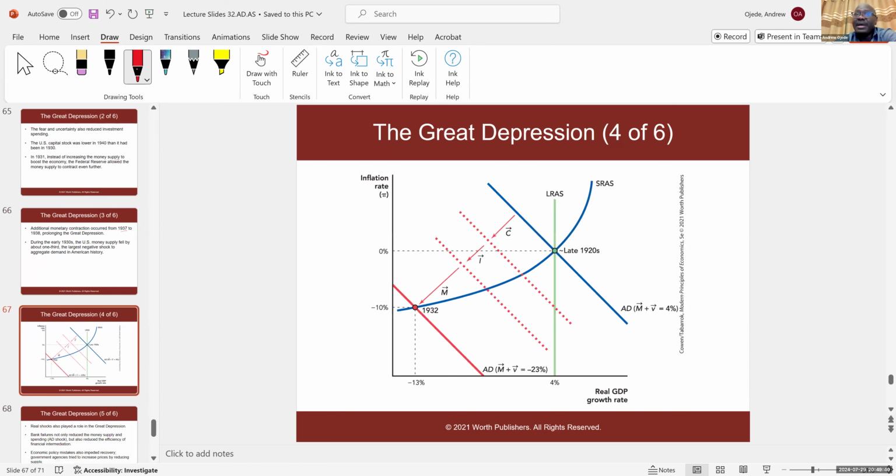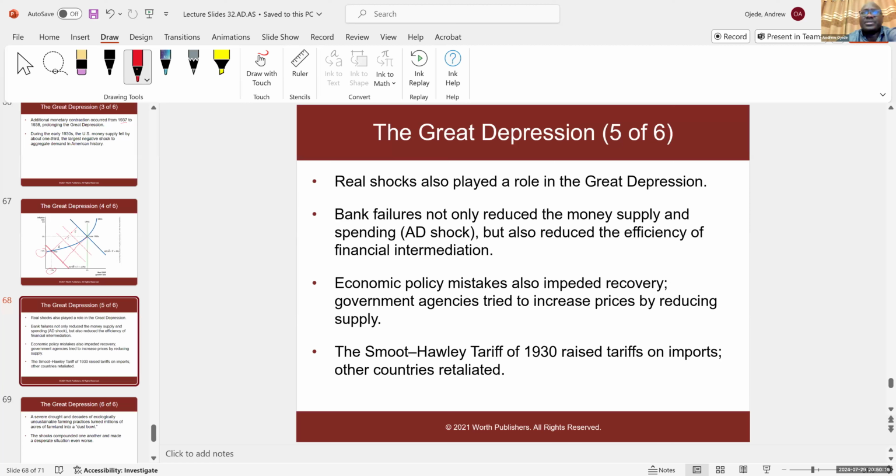This is how the aggregate demand curve shifted during the Great Depression. Just look at that. From the late 20s, it kept shifting to the left. Consumer demand falling, investment demand falling, the Federal Reserve contracting the money supply. So towards the end of the Great Depression, around 1932, 1933, look at the numbers. We had deflation, and the economy was growing at negative 13%, decreased by up to negative 13%. That's how bad that economic downturn was.